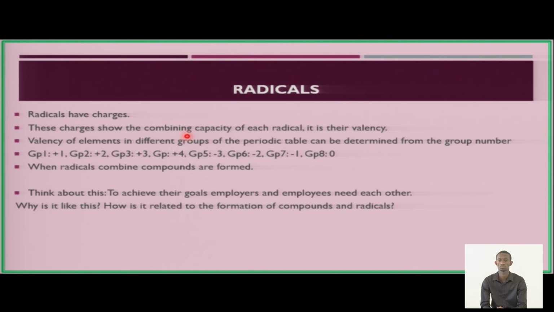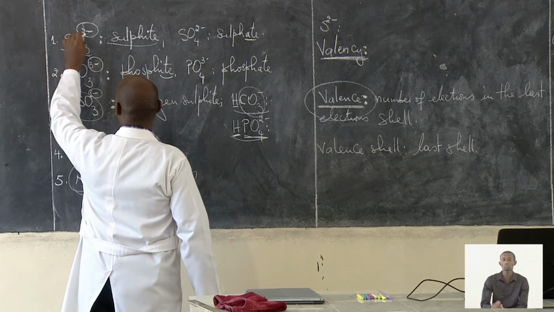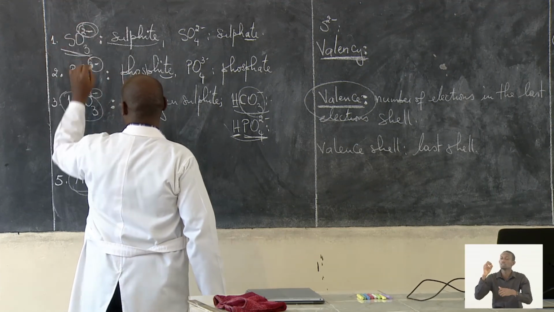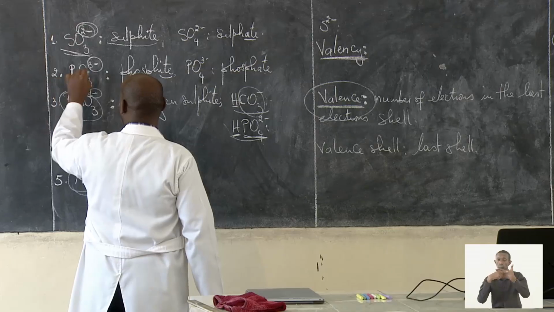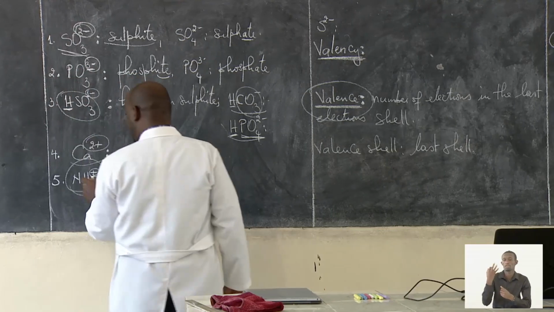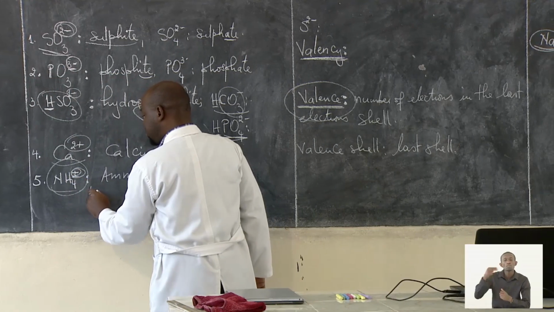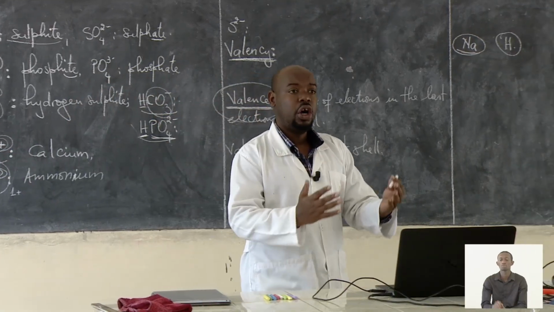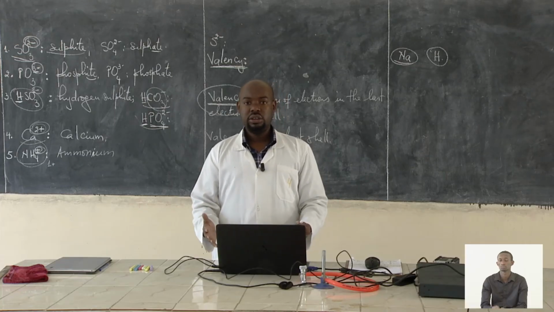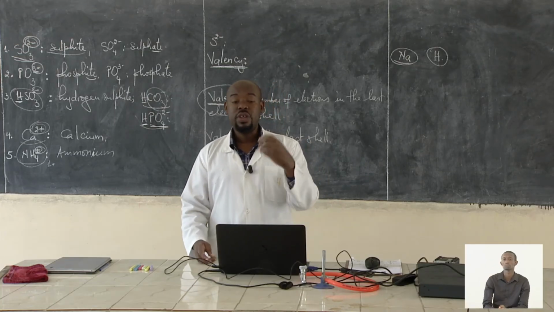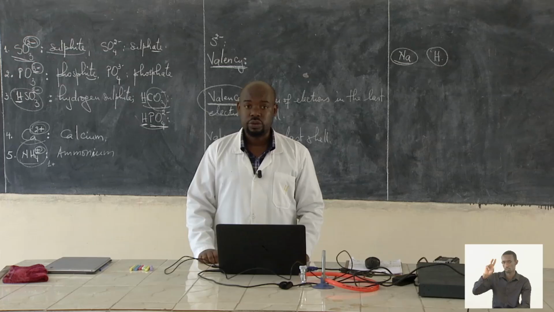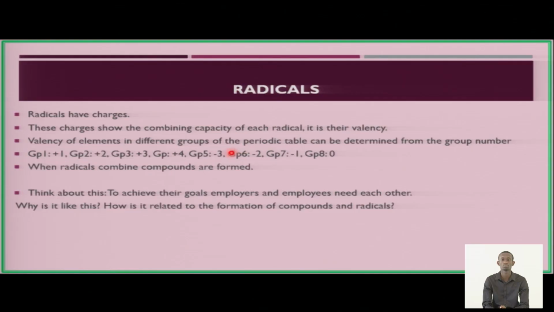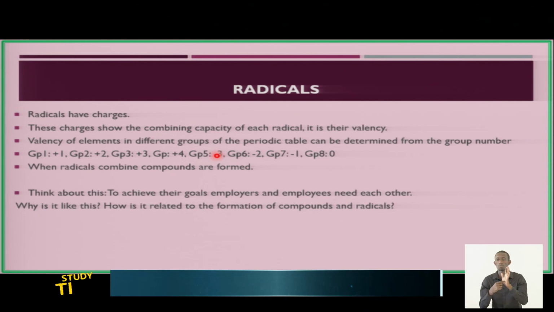So the valency of the particles we have here: for the sulfite ion radical, the valency is 2 negative. And phosphite, it is 3 negative. For ammonium ion, it is 1 positive. For calcium, it is 2 plus. So the charges on the ions or the radicals show the valences of those radicals. And for elements in the periodic table, we can determine the valences simply by looking at the group number.